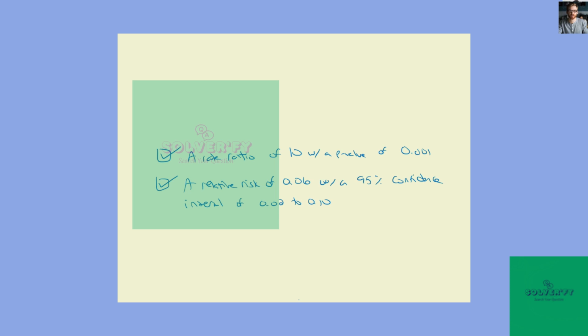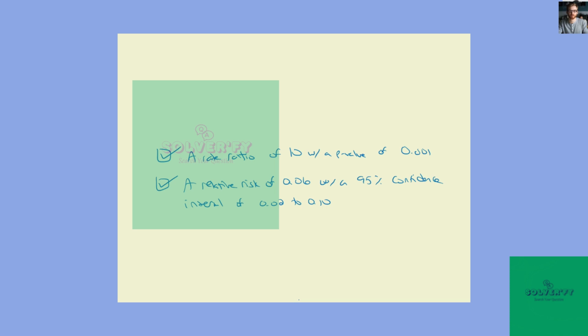The fifth one, a risk ratio of 0.9 with a 95% confidence interval of 0.81 to 1.82. Again, this interval includes 1, which means that the risk ratio is not statistically significant at an alpha level of 0.05. And the last one, a relative risk of 2.2 with a p-value of 0.03.